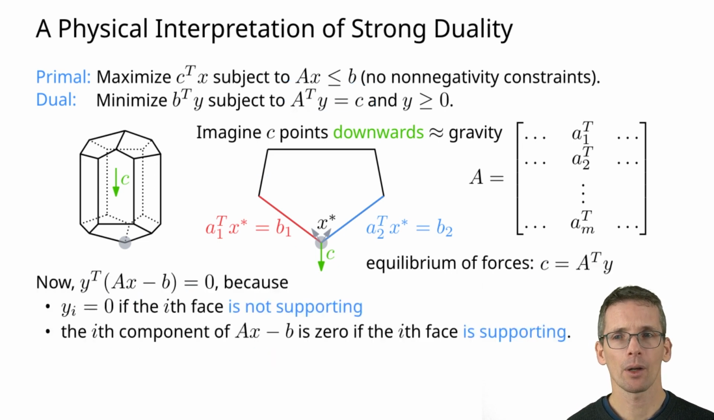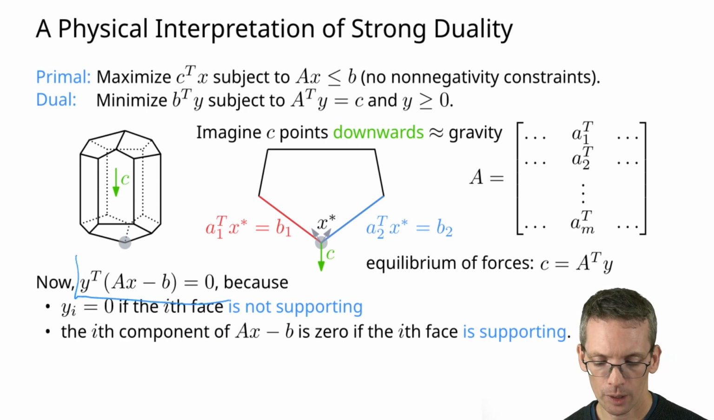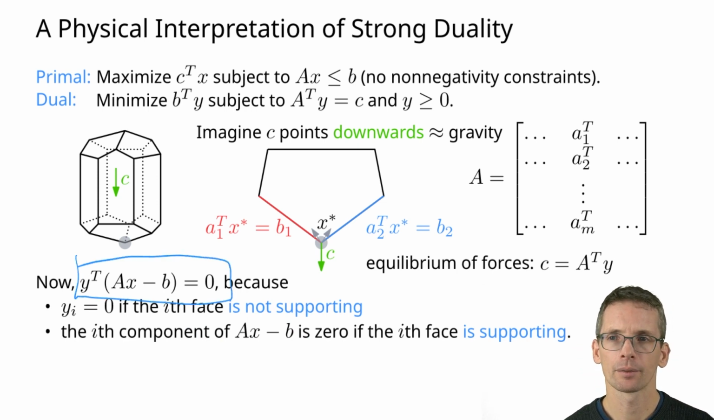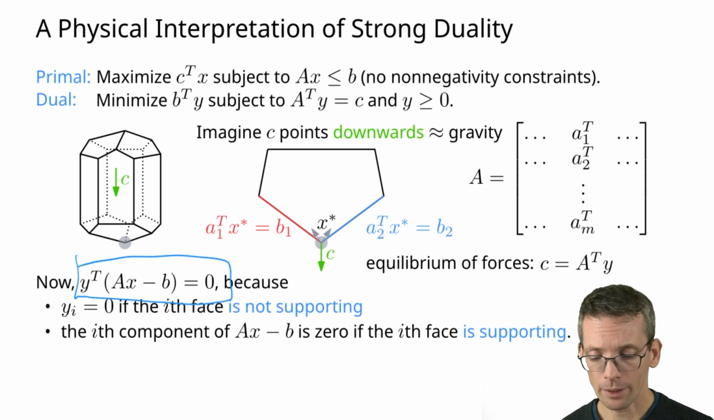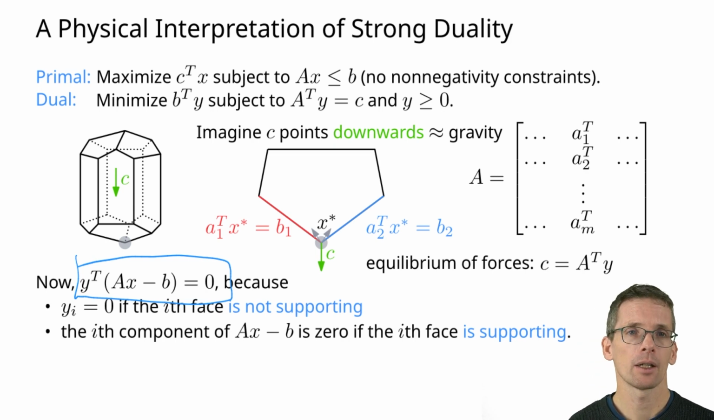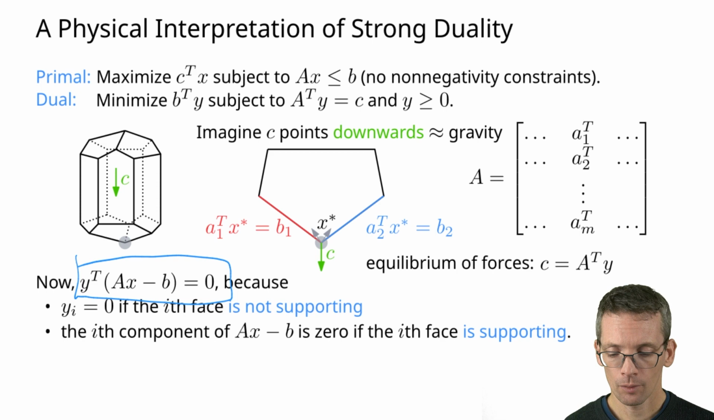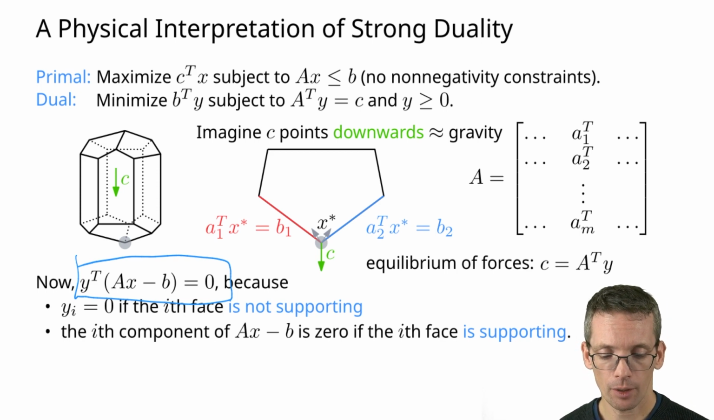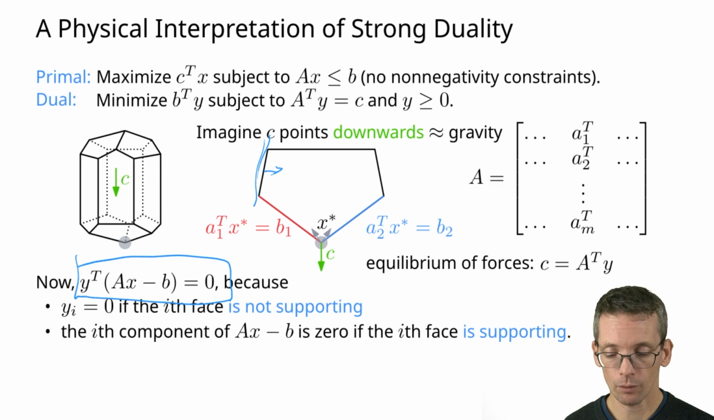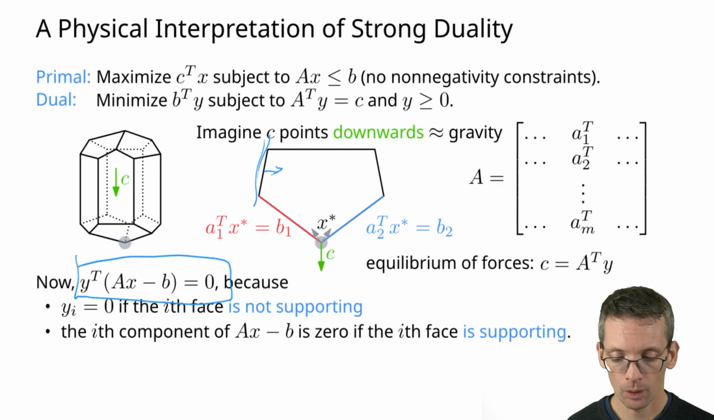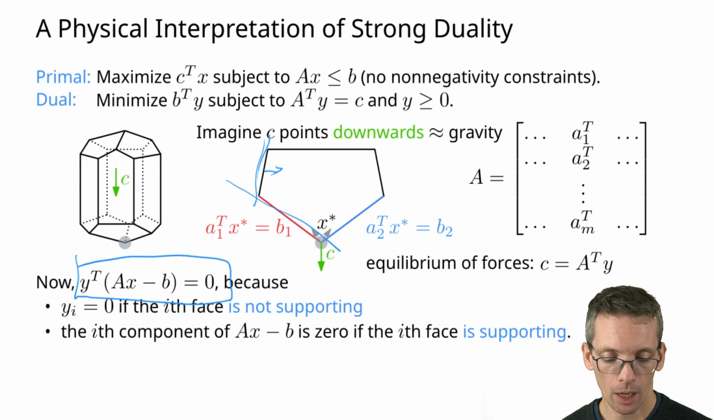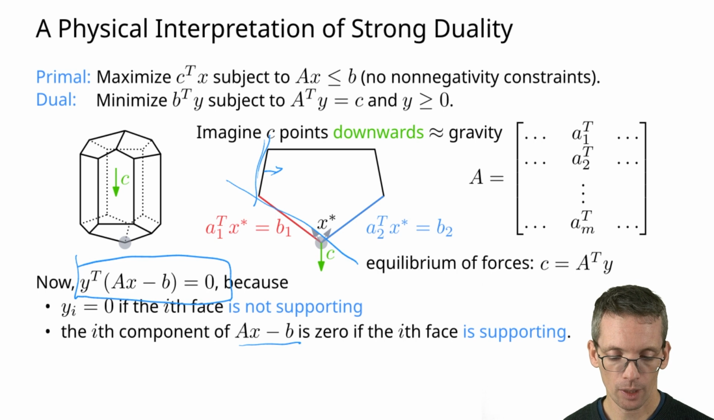But there's something very interesting happening here, and that we can see by the following equation. What we have here is that y transpose, so this is now the solution that we got for the coefficients of the forces, y transpose times (Ax minus b) is 0. Why is that the case? Because for these constraints that are not involved, yi is 0, or for the ones that are involved, I have that Ax minus b is 0 because I'm on the line.